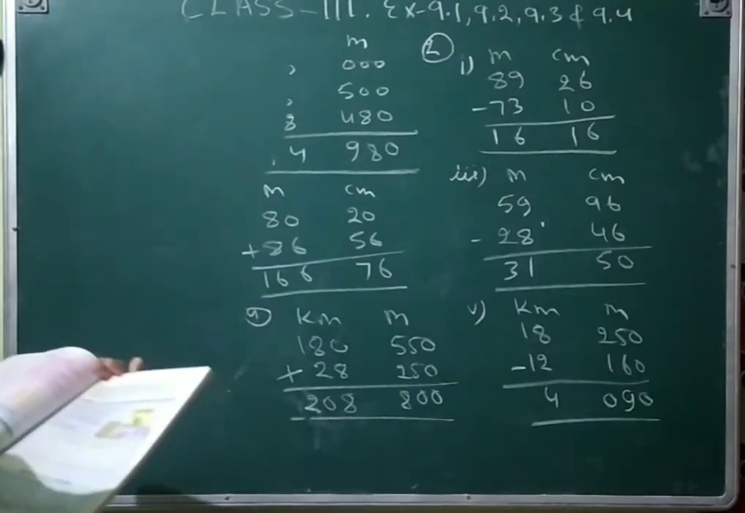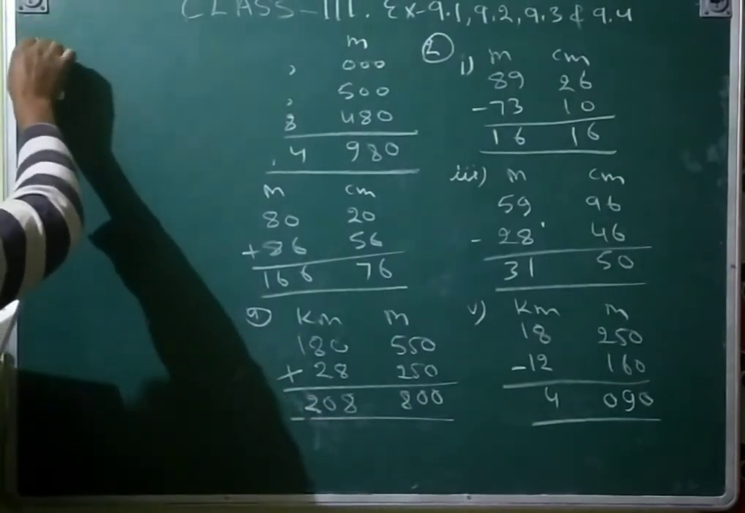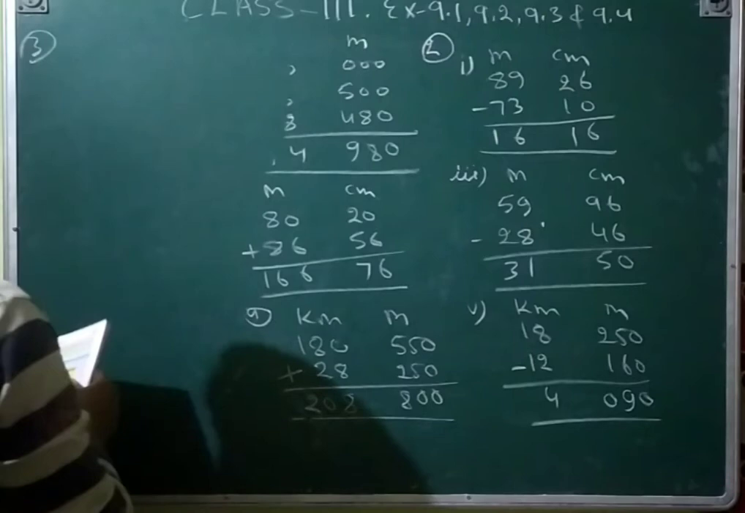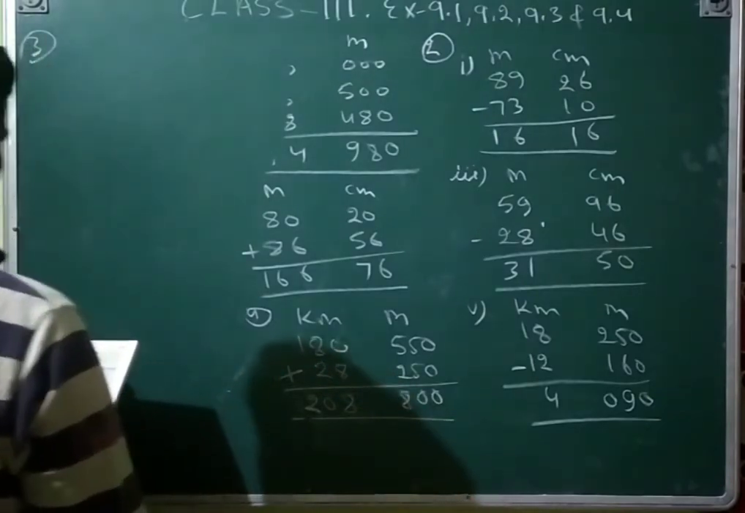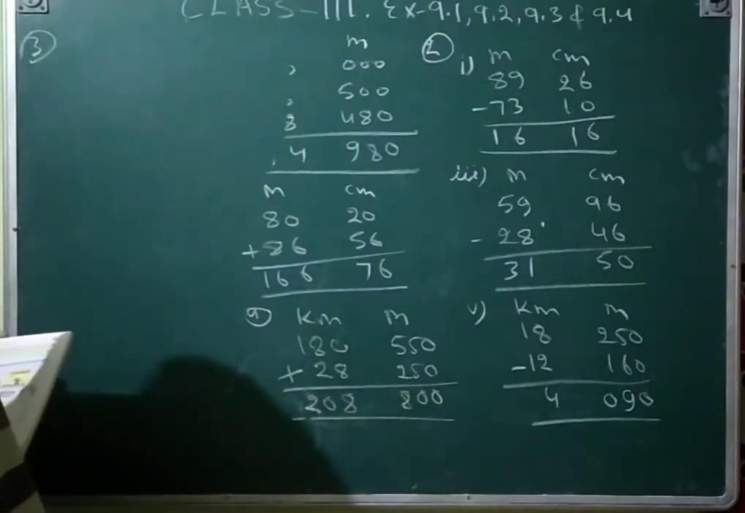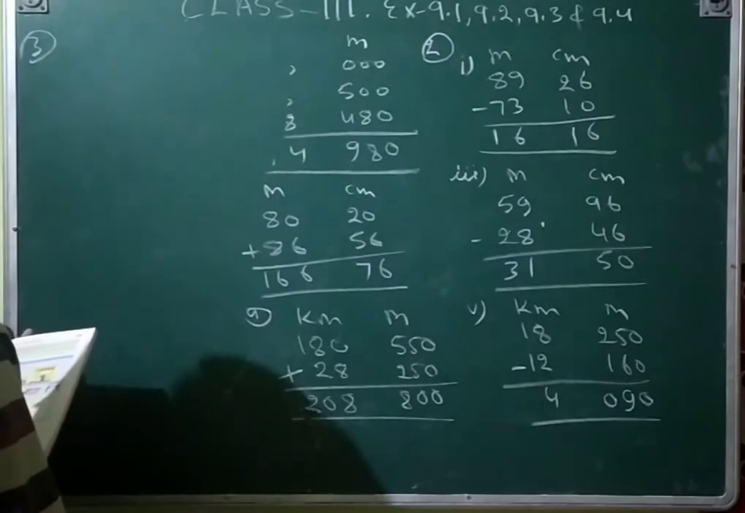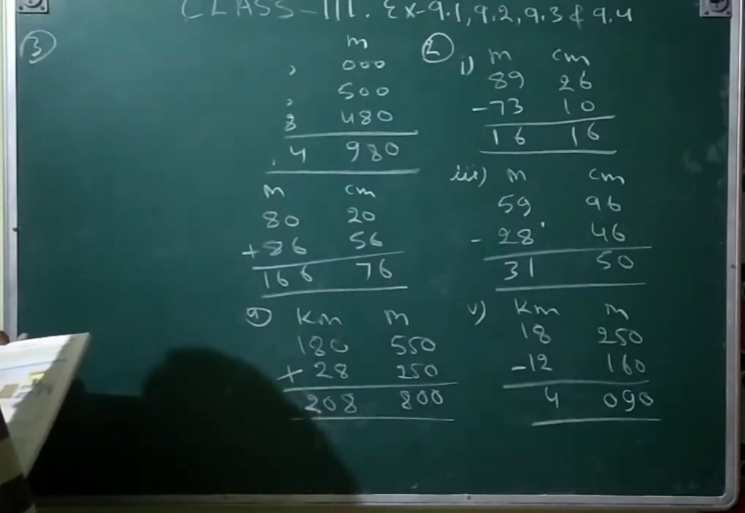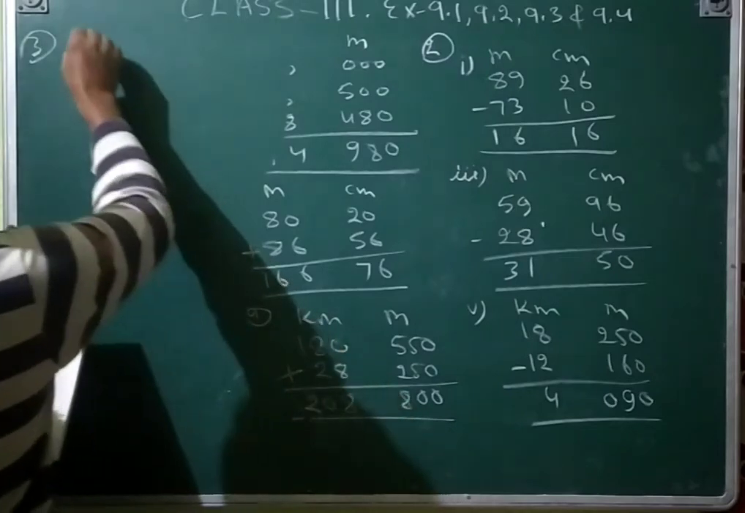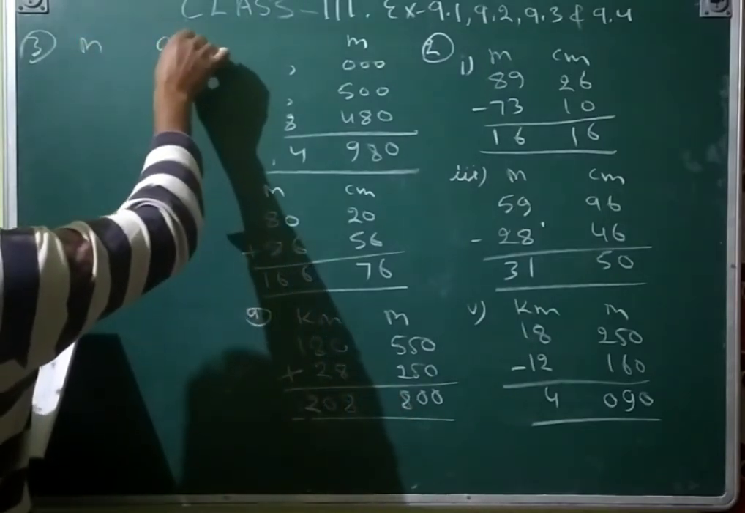Third will be that: a tailor had 560 meter thread. He used 428 meter 50 centimeter in one day for stitching cloth. How much thread was left? So that will be meter centimeter.